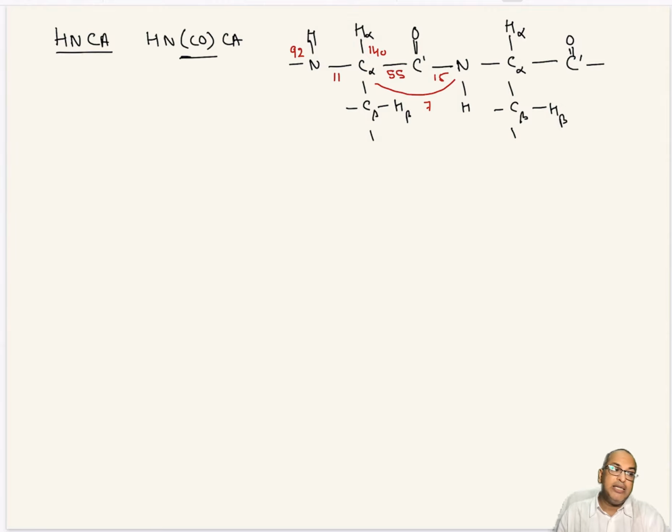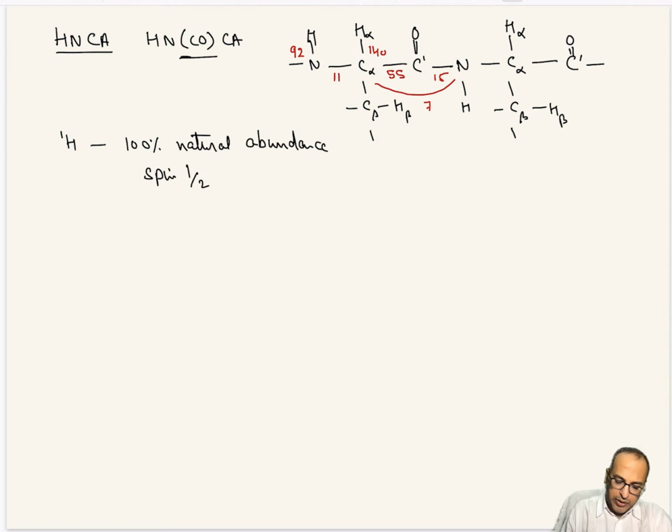Okay, so for these experiments, one important thing is that protons have natural abundance of 100%, or close to 100%, for the spin half isotope. There is a deuterium also and tritium, but those are not present, or you can say negligible.